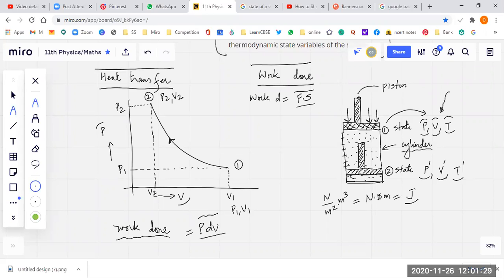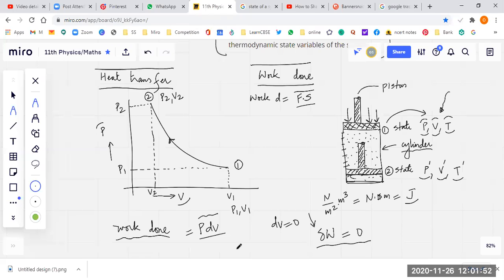If there is no change in volume, if dV is 0, we can write the work as del W. There's a reason why we write del, not d. dW is equal to 0 because the force, the pressure, is not able to do any displacement in the piston. Okay, work done is PdV.